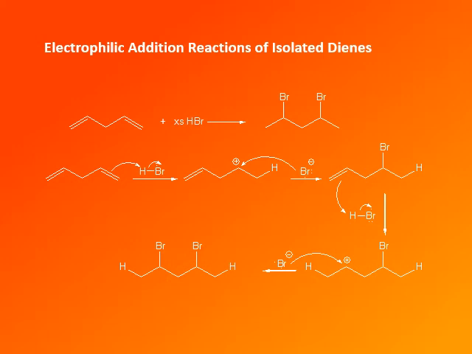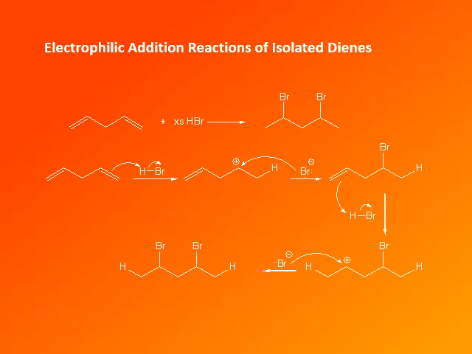So in the case of 1,4-pentadiene, reaction with excess hydrogen bromide proceeds according to the Markovnikov rule. Each double bond undergoes addition of hydrogen bromide. Hydrogen adds to the carbon that contains more hydrogens. Bromine adds to the other carbon. And the product is 2,4-dibromopentane.